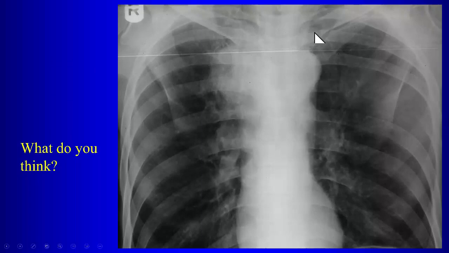Do you think that's an airspace opacity, or do you think that's something worse? No, it looks like something... What would you call that? Yeah, so we have a right paratracheal mass, okay? So what could that right paratracheal mass be? Sure, certainly it could be lymphadenopathy, right? Might be a tumor up there in the right upper lobe itself, extending towards the mediastinum.